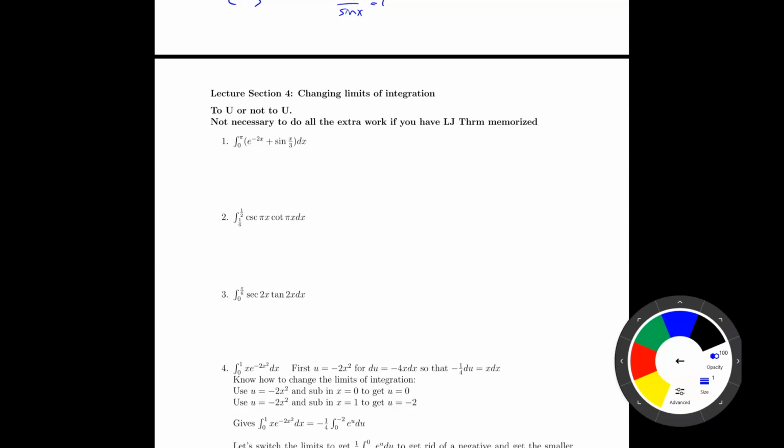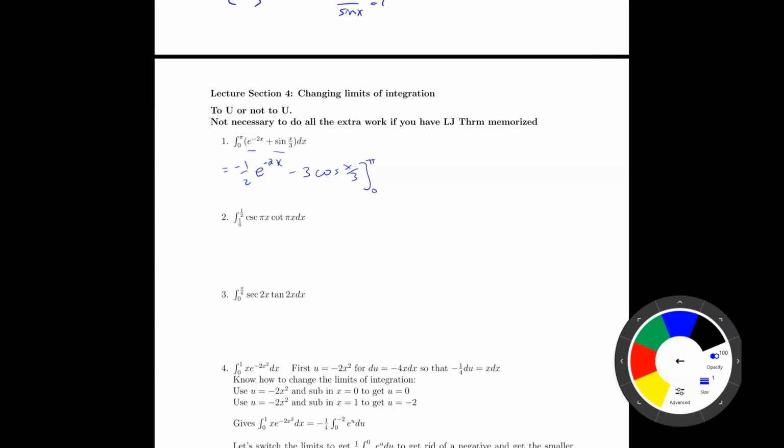All right, so I have limits of integration and what I need to do if I change and do u substitution. It is not necessary to do u substitution in doing these two because you have got the La Jolla theorem memorized. So this gives me a negative 1/2 e to the negative 2x. And here I get e to the negative 2x. And here I get a negative 3 cosine of x over 3. And then I just get to go and use 0 and pi.